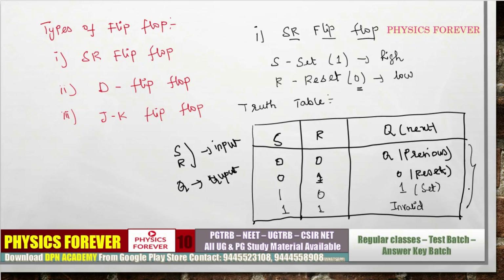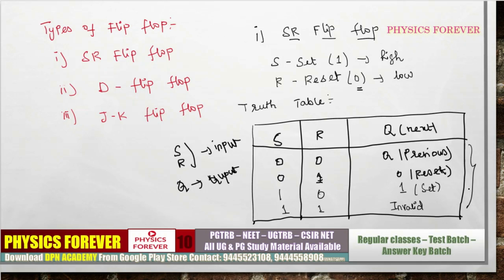Then we apply the inputs S and R, and we get the output value. If both inputs S and R are 0, the output Q goes to the previous state. If S equals 0 and R equals 1, it is a reset. If S equals 1 and R equals 0, the output will be a set. If both inputs are 1, it is invalid.